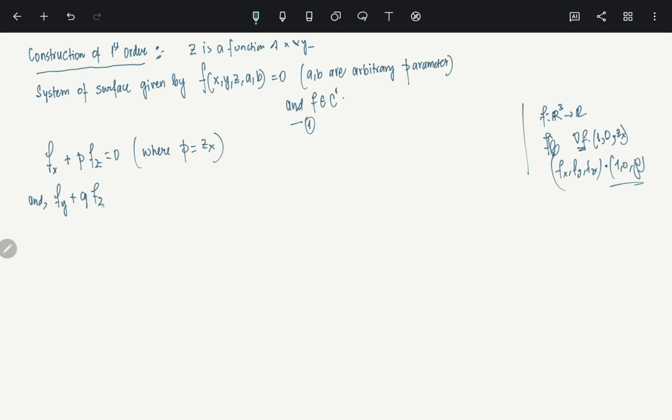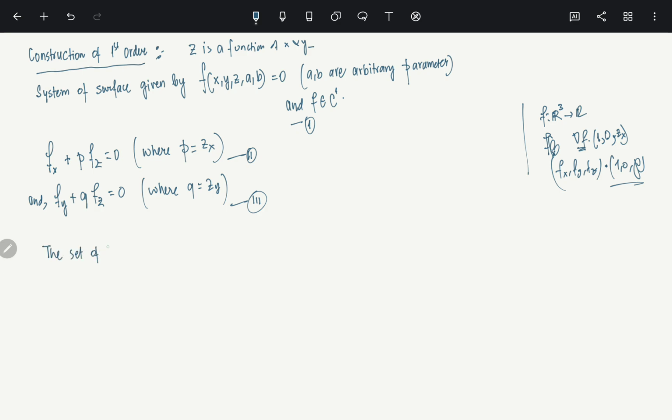So this becomes f of z equals 0, where q is z of y. I hope this is clear. Okay, so this is differentiating this relation 1 with respect to x and y. Now the thing is this, you see, we have a system, I mean we have some relations. So the first relation is of course there, and then you have this second relation, and you have this third relation.